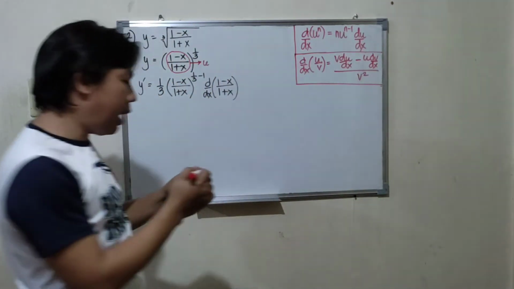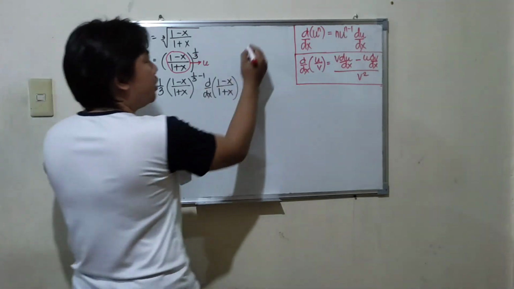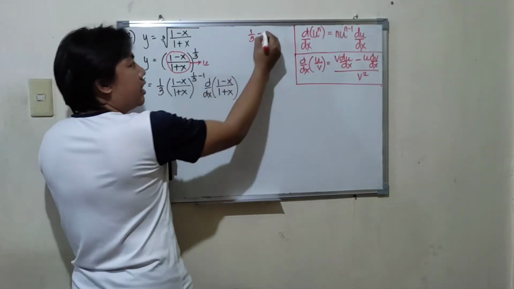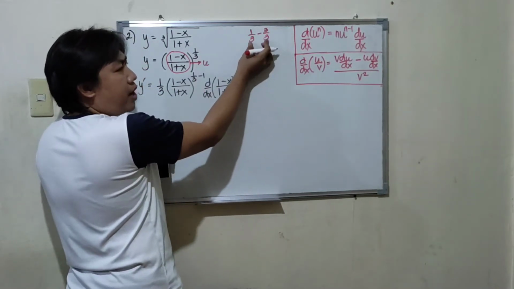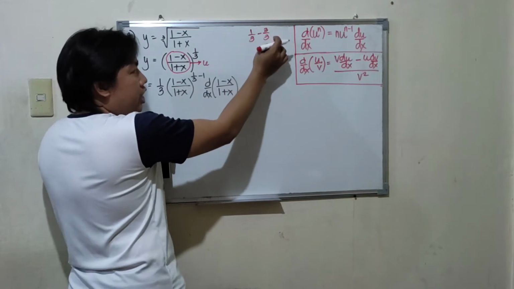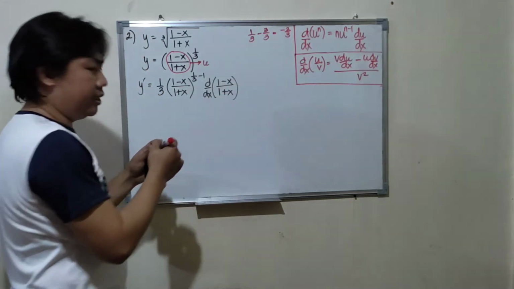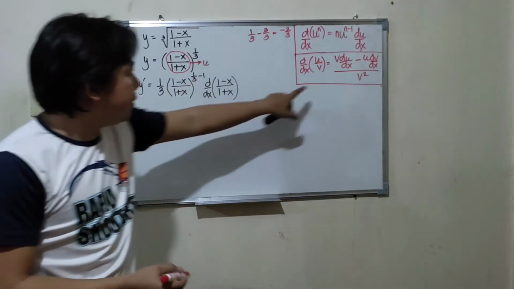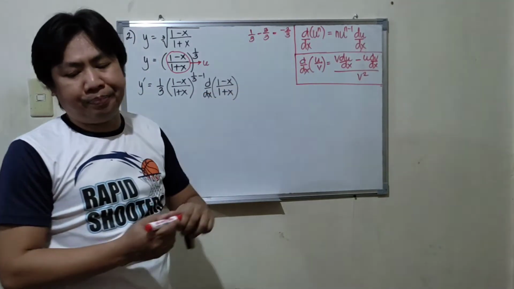So apply that formula. At the same time, let's subtract 1/3 minus 1. So 1/3 minus 1, that is 1/3 minus 1 can be expressed as 3 over 3 so that we can subtract. So similar fraction na siya. 1/3 minus 3/3 is equal to negative 2/3. Okay? So simplify this. So that is raised to negative 2/3 and then get the derivative of the quotient using this formula.